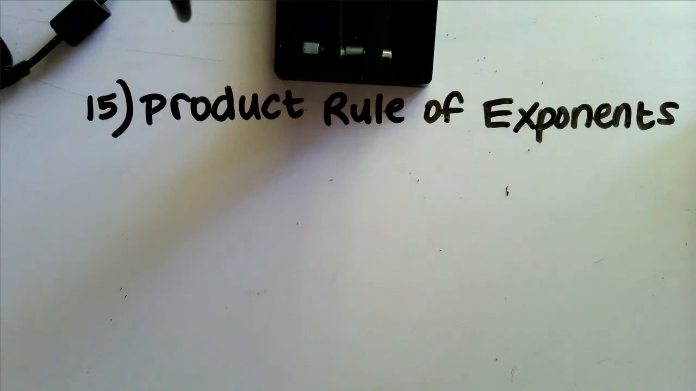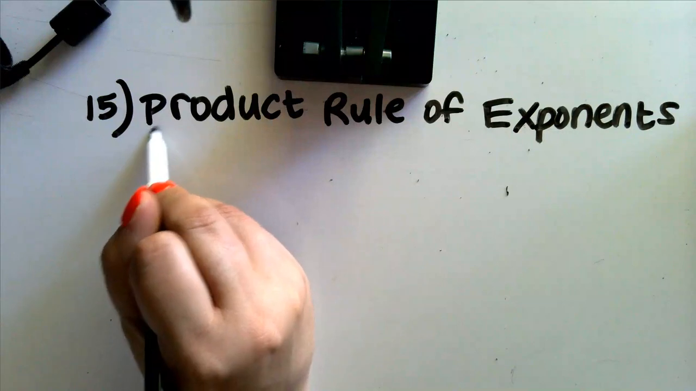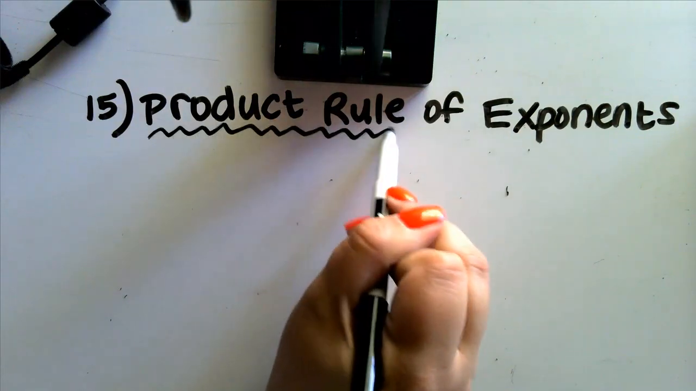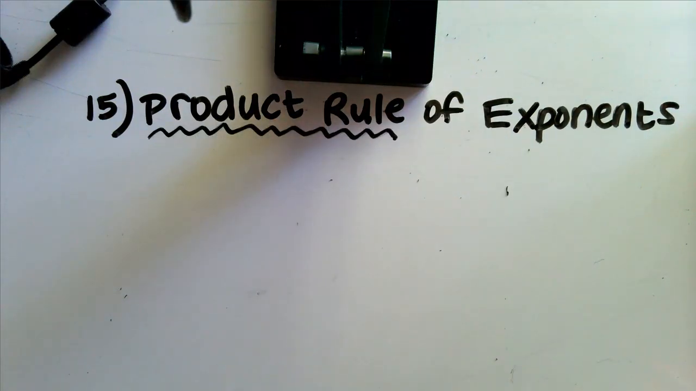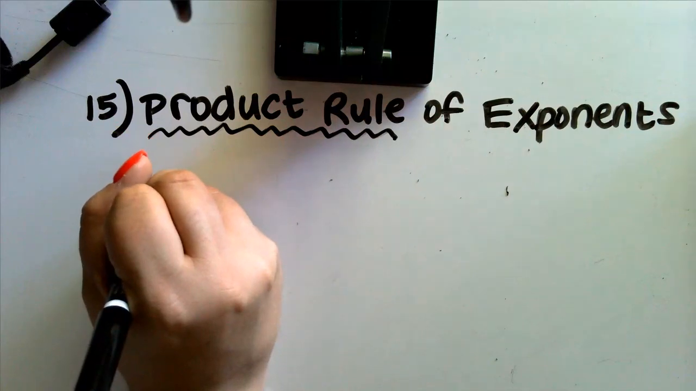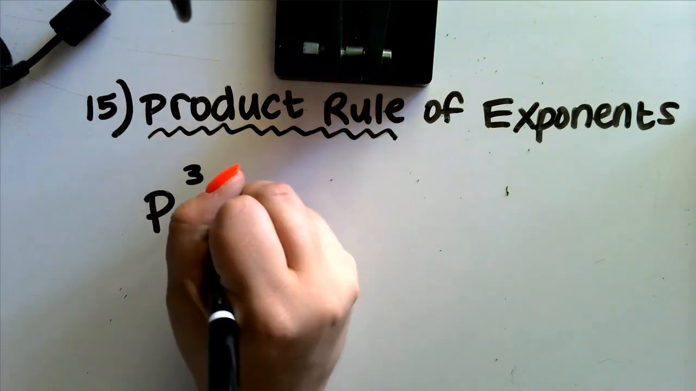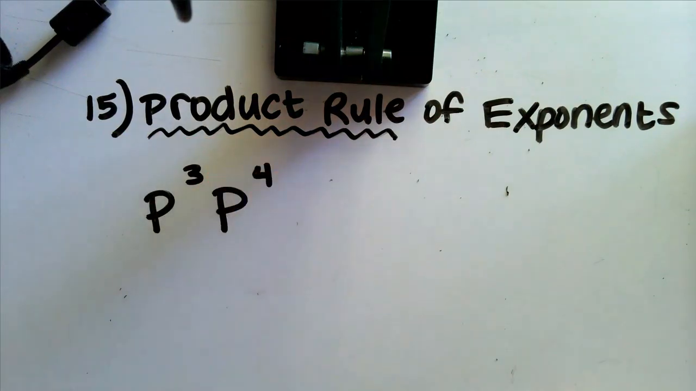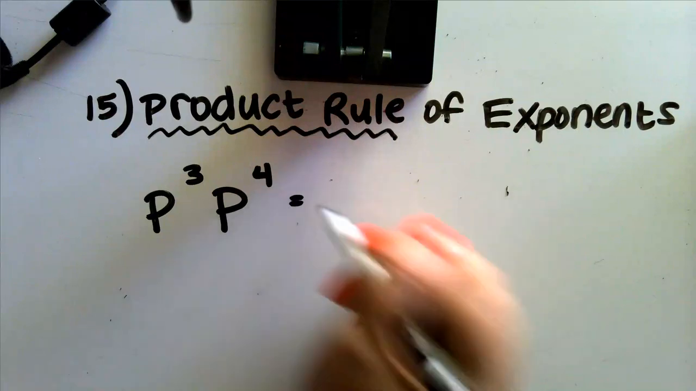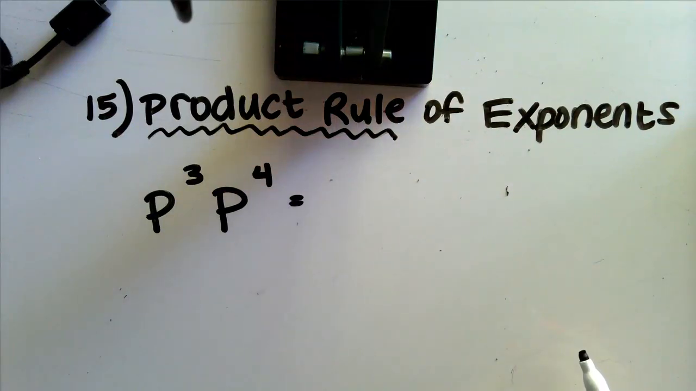Hi guys, today we're going to be talking about exponents and specifically what is called the product rule of exponents. We're going to just jump right into an example and then after that we will talk about the rule itself. So let's go ahead and write our example: p to the third times p to the fourth. Our job here is to both expand it and then also determine what the result is.